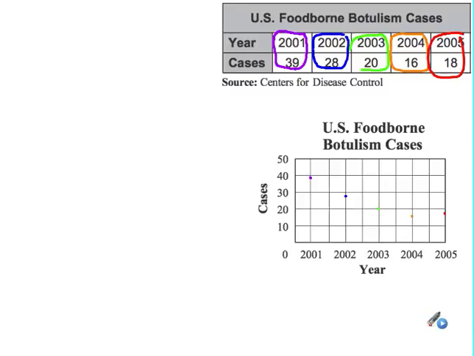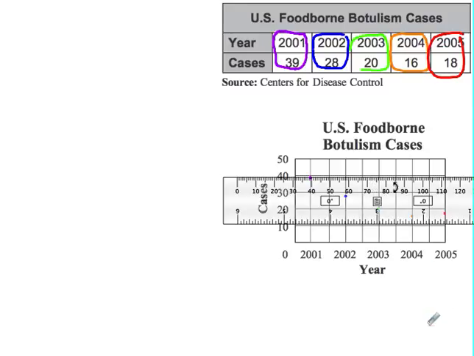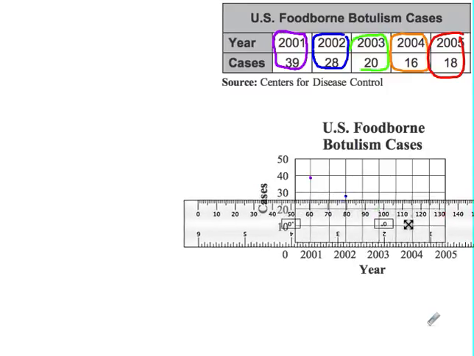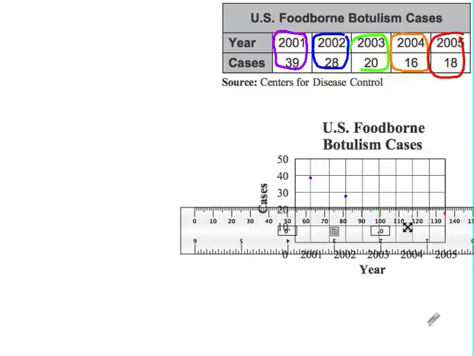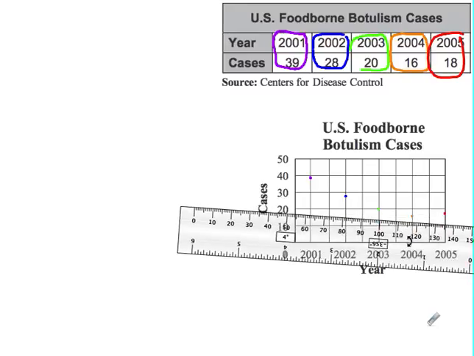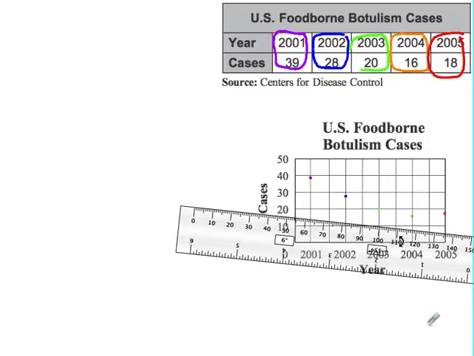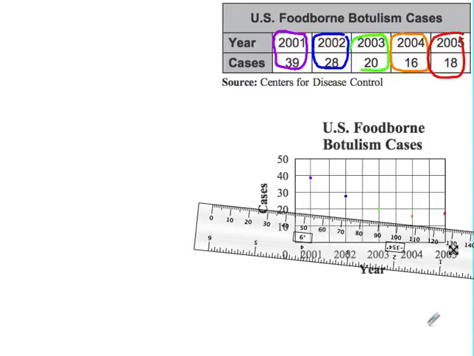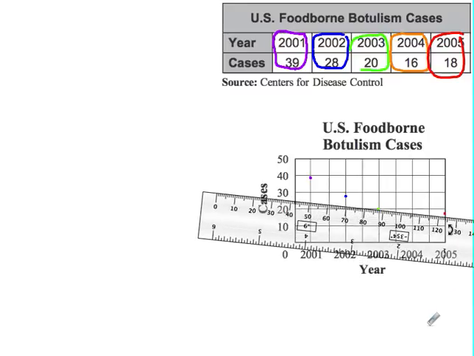The way to find the line that best fits the data is, you guys can use the side of your calculator, something that's got a straight edge. If you have a little ruler, that would work great too. What I'm going to do is find the line that, if I put my ruler on, it looks like it just splits all of the data.